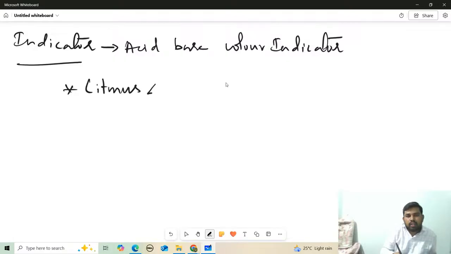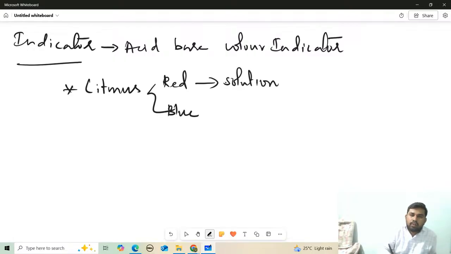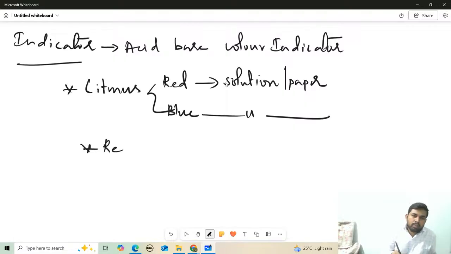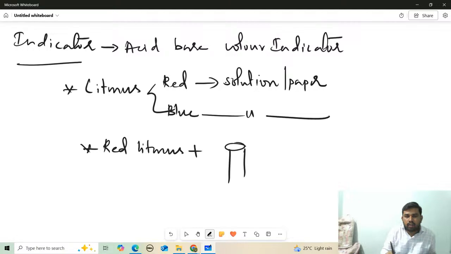Among them, the first one is the litmus indicator. Again we have red litmus and blue litmus. Litmus is soluble, in terms of solution or in terms of paper also. It is all the same thing. Now we see here, suppose we have red litmus paper, or red litmus solution, plus, if we add it to, suppose we have a test tube.